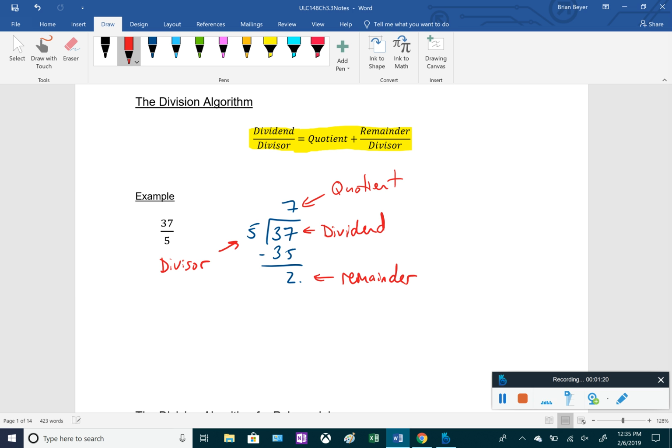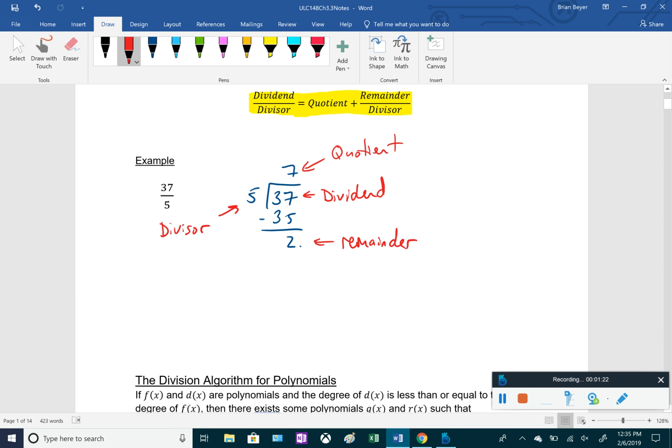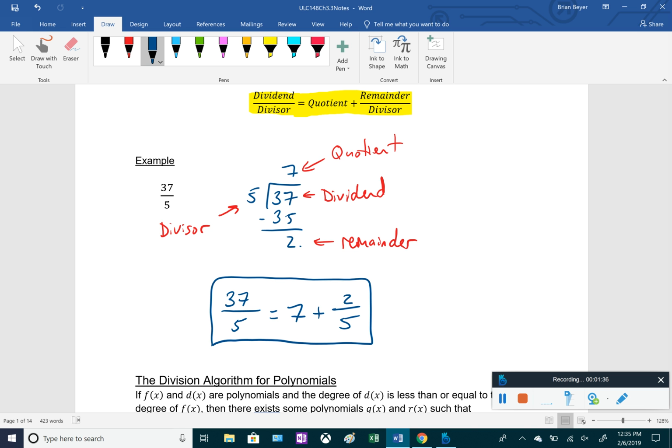If we were to write this using the division algorithm, I'm going to write the whole thing. So we started with 37 over 5. It equals the quotient plus the remainder over the divisor, which hopefully we kind of remember. This is actually how we would write it as a mixed number. 37 over 5 would be 7 and 2/5. Hopefully we remember this with numbers because we're going to be doing this same concept except with polynomials.